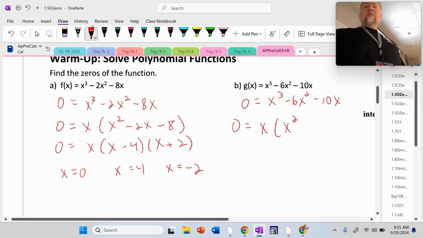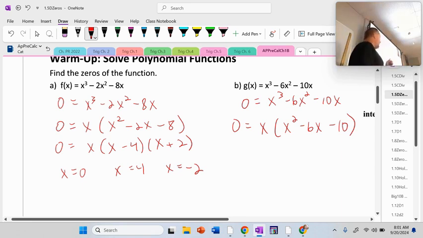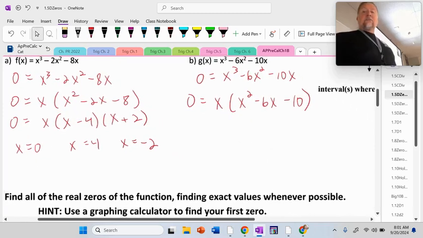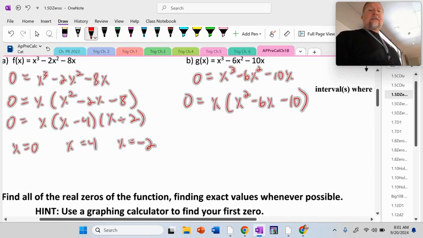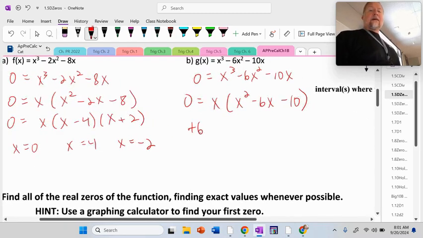And then the problem with this one is this is unfactorable. Nothing multiplies to -10 and also adds to be -6. Once you have that happen, it's the opposite of b, plus or minus the square root.